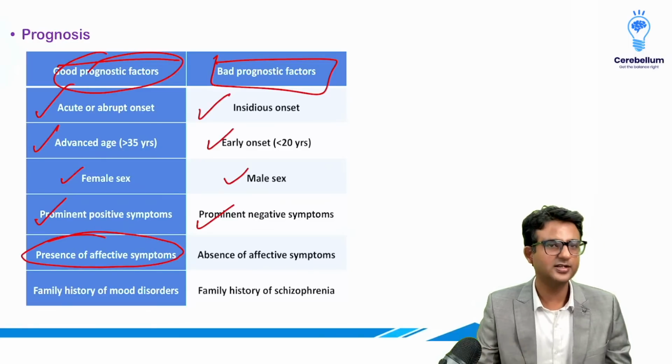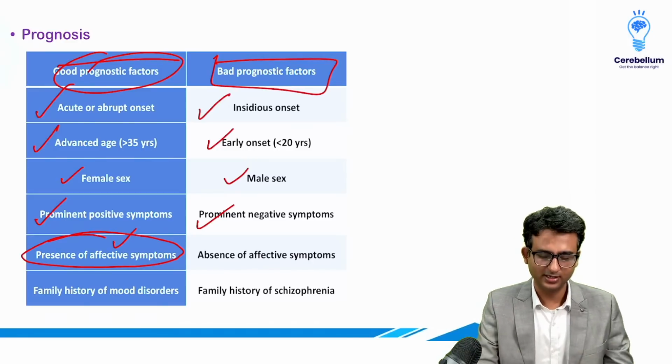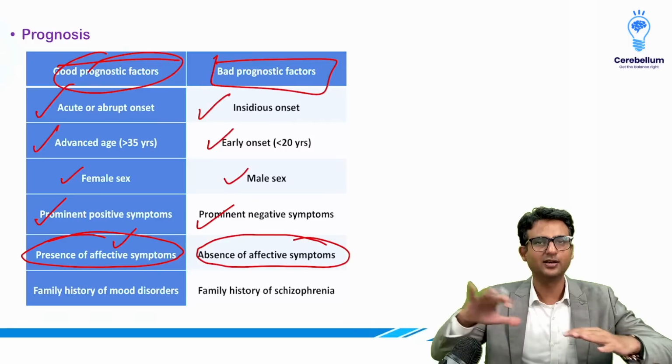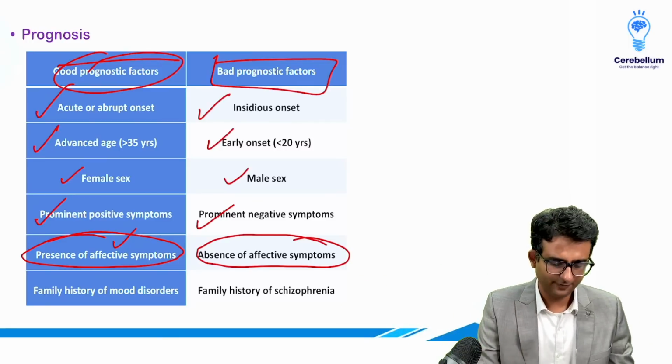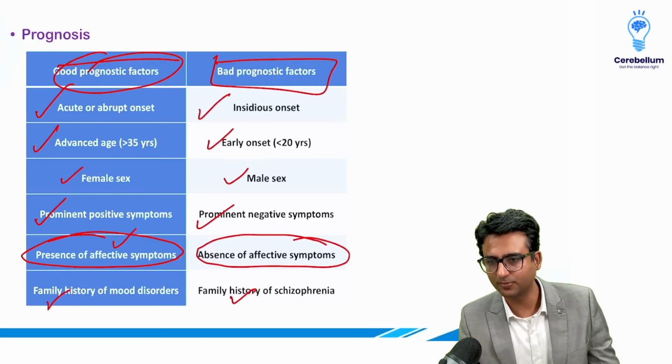Patient is having schizophrenia and is also having depressive symptoms. Better prognosis. Patient is having schizophrenia, does not have any emotions. Affective flattening is there. Bad prognosis. Family history of schizophrenia, bad prognosis. Family history of mood disorder, better prognosis.